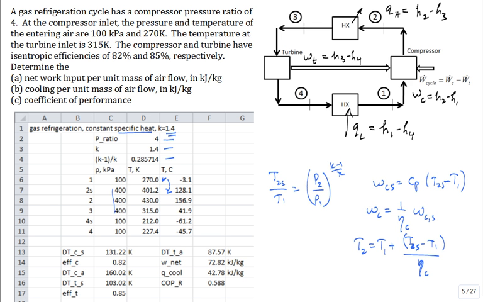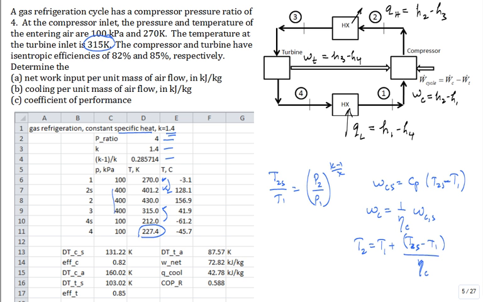Okay, so that's how we calculate both of those temperatures. Notice 430 is greater than 401. And then you cool it to a specified temperature that was given. 315 was given in the problem statement. And then to do the same thing, you expand, but then you adjust for the isentropic efficiency of the turbine. And so it doesn't come out as cold, it comes out 227 versus 212.